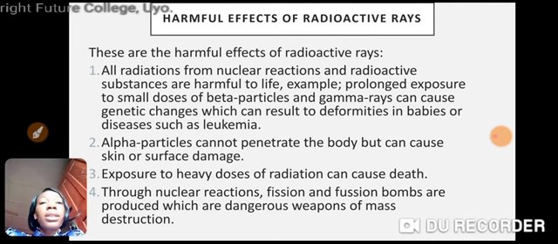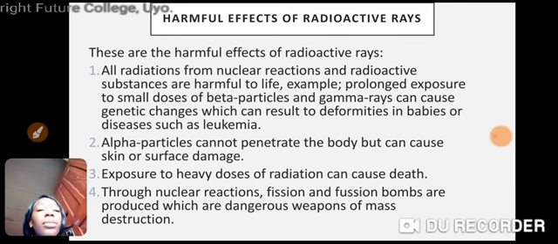The second one says alpha particles cannot penetrate the body but can cause skin or surface danger. Yes, when alpha particles come in contact with skin or any surface, it can cause what? Damage, in as much as it does not penetrate the human body. 3. Exposure to heavy doses of radiation can cause death. Yes, it can.